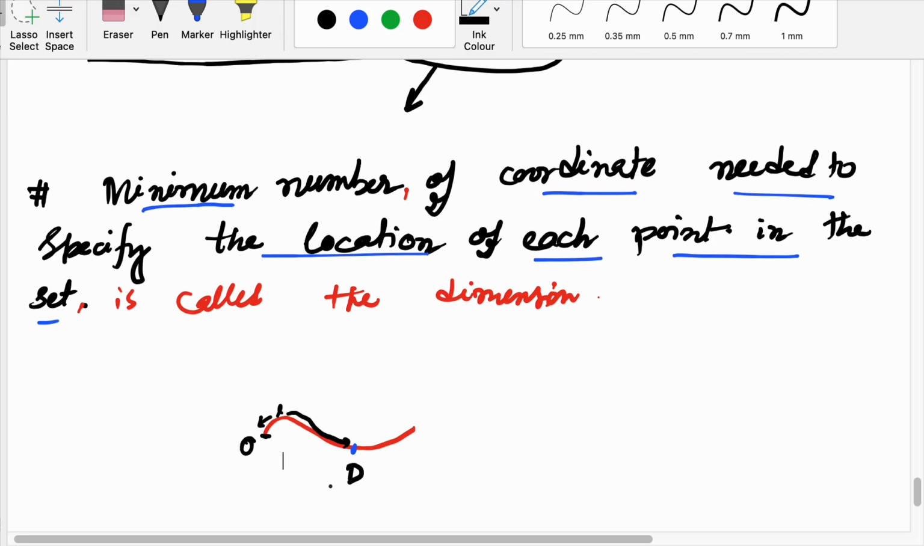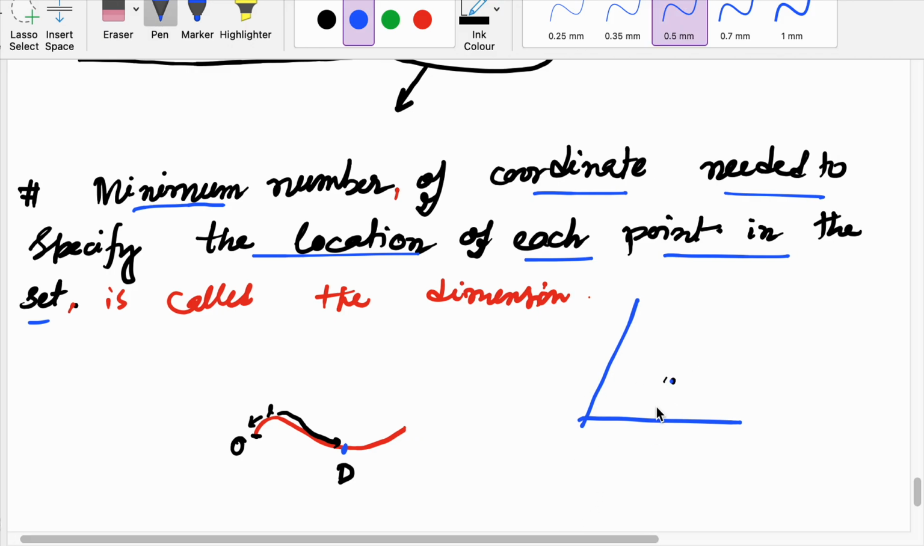Now for a two-dimensional object, we know that only two coordinates are needed. Suppose this is our two-dimensional object, and some point is here. We can determine where this point is by only knowing the distance from here to here and here to here. So only these two numbers are required to define the exact position of this point. That's why it is two dimensional.